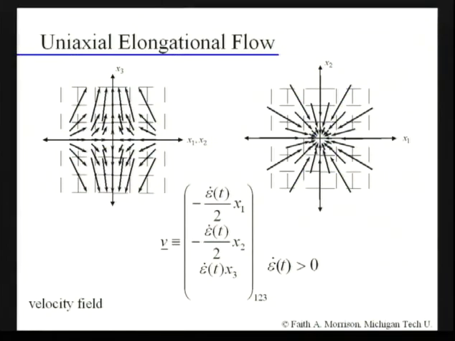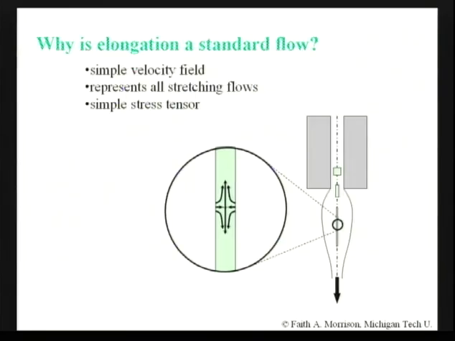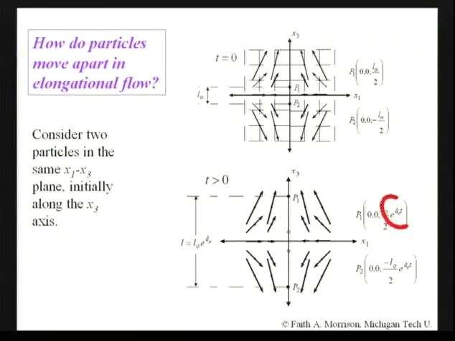This is very different from the shear flow. In the shear flow, it was something times x2. But in the elongational flow, it's something times x1. So the farther in the one direction you go, the smaller the velocity gets. The farther in the 3 direction you go, the bigger the velocity gets. So it's an accelerating flow. These vectors are getting longer and longer in the 3 direction. And that acceleration leads to this separation that is exponential.